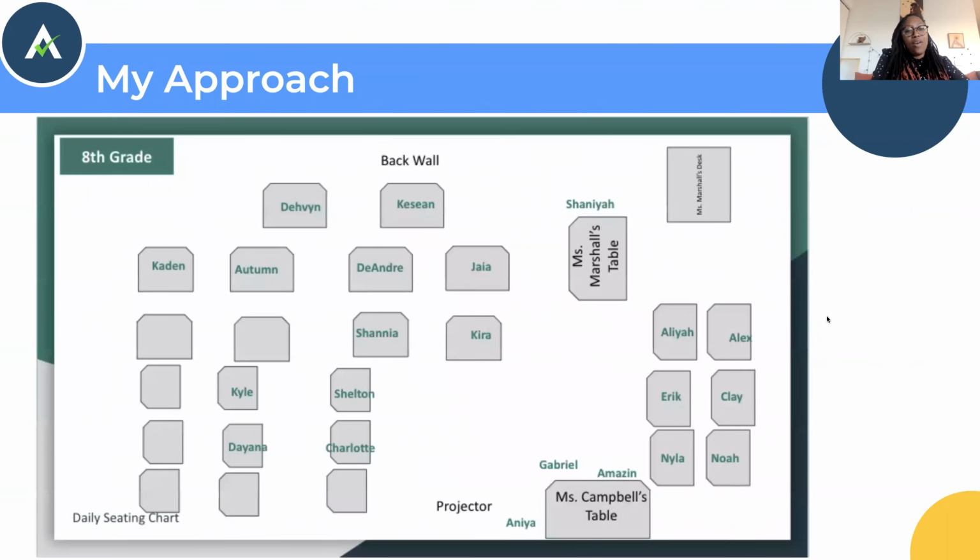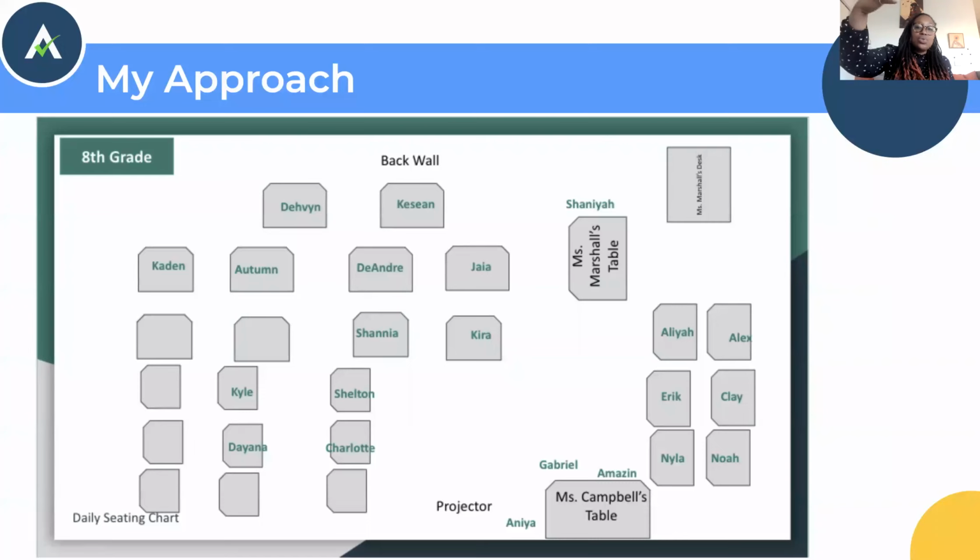And this is an example of the seating chart. So after I look at it, I make my groups, all those little shapes are my desks. And then you'll see my table, my interventionists table. And I say daily seating chart because I literally move their names every day based on whatever we've done the day before and how they've progressed through that lesson, through those skills.